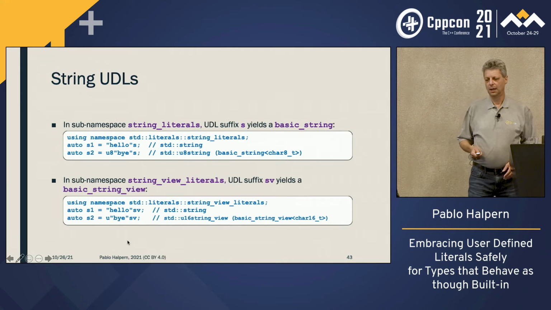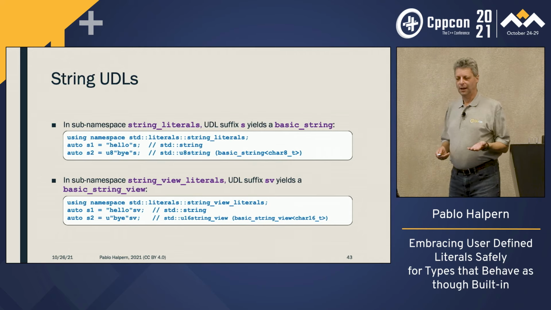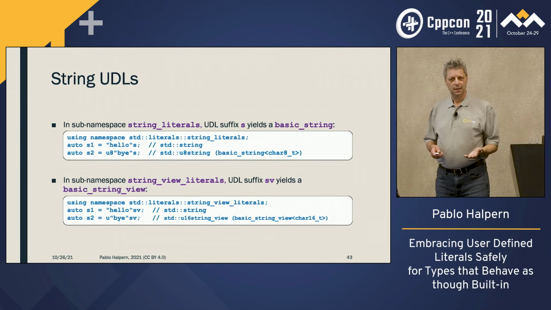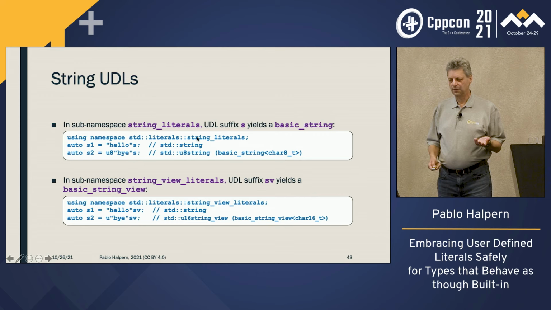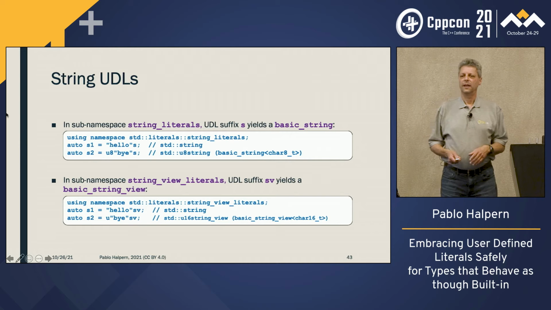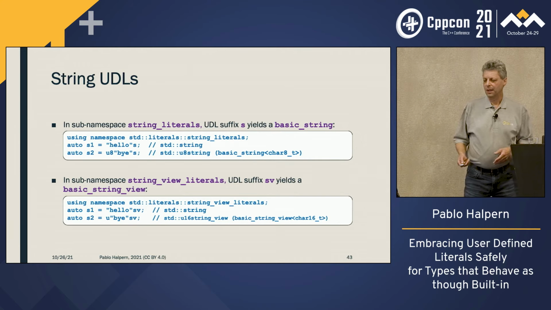The string literals are s for strings. And by the way, it's really basic_string, so you can get either a regular std::string, or you could get a UTF-8 string, or whatever character type you've got. The u8string is the same thing as basic_string with a UTF-8 character. The string view literals are the same thing. The suffix is sv.